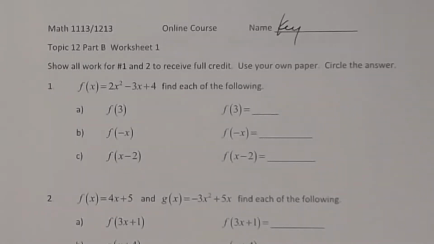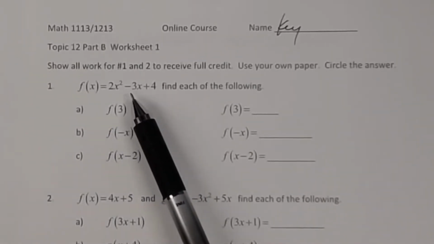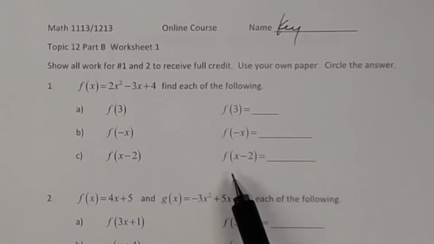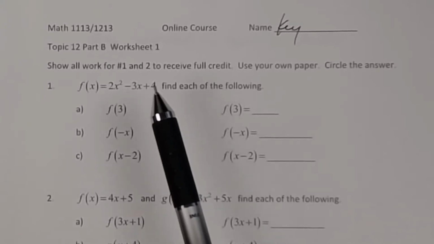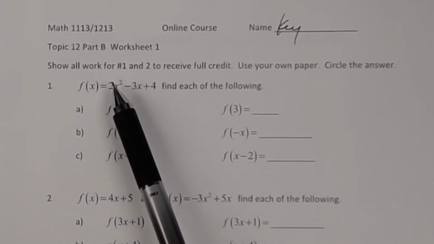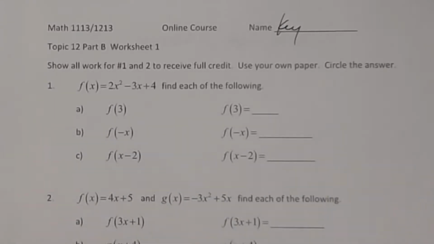Okay, so this is a key to worksheet, topic 12, part B, and this is worksheet 1. Now, in number 1, you're given this function, and the function is quadratic, 2x squared minus 3x plus 4, and you're asked to find each of these function values. Keep in mind that it does say for numbers 1 and 2, you must show all work to receive full credit. And it says circle the answer.